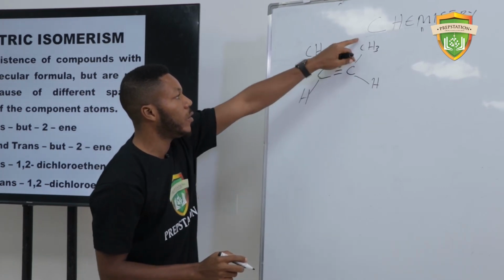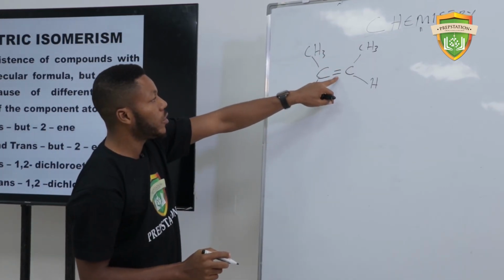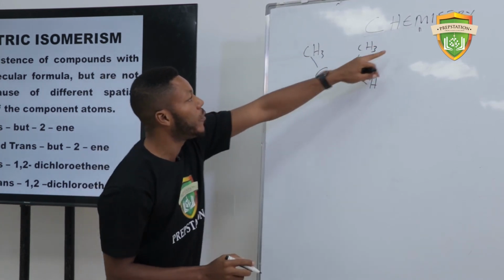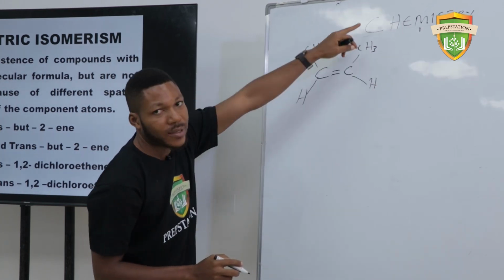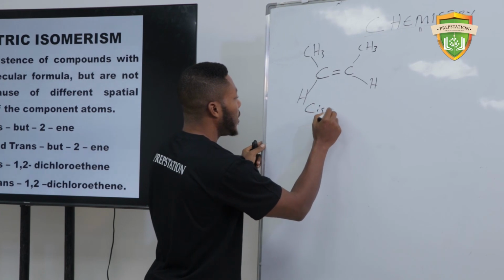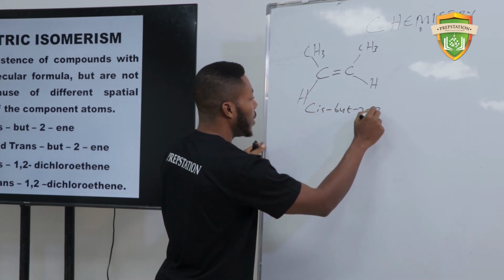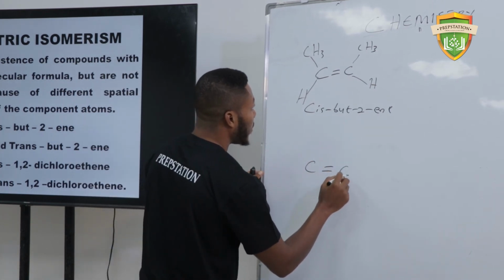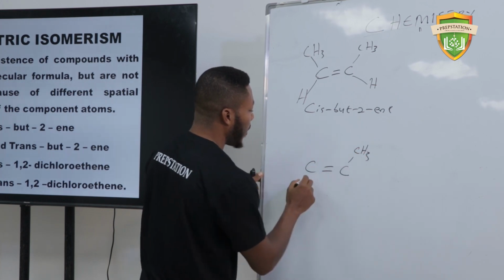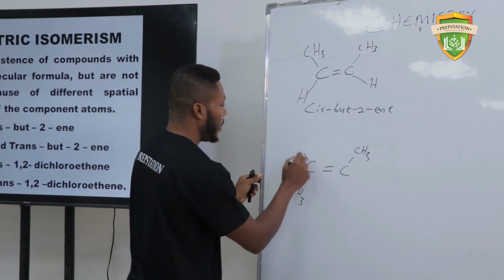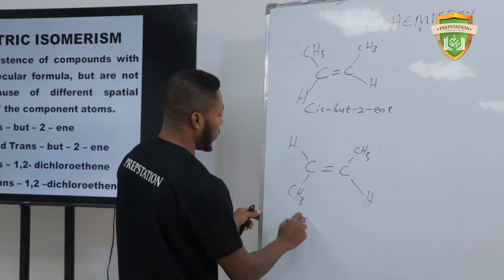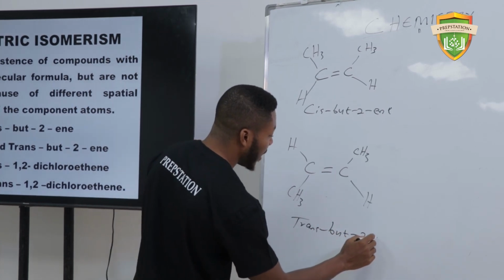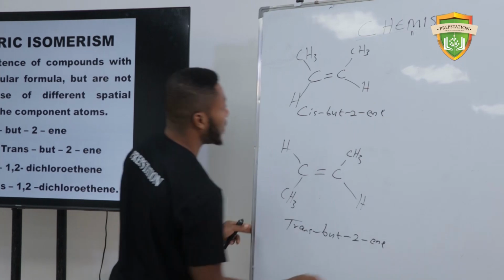This is 1, 2, 3, 4, called butene, with the functional group attached to carbon 2, so we have but-2-ene. But because the alkyl groups are attached to the same side, that's what we call cis. So this is your cis but-2-ene, whereas the trans is the opposite. The trans is when you have the alkyl group in the opposite direction. That's just the difference. But they have the same molecular formula, but different structure, with different chemical compound or properties.